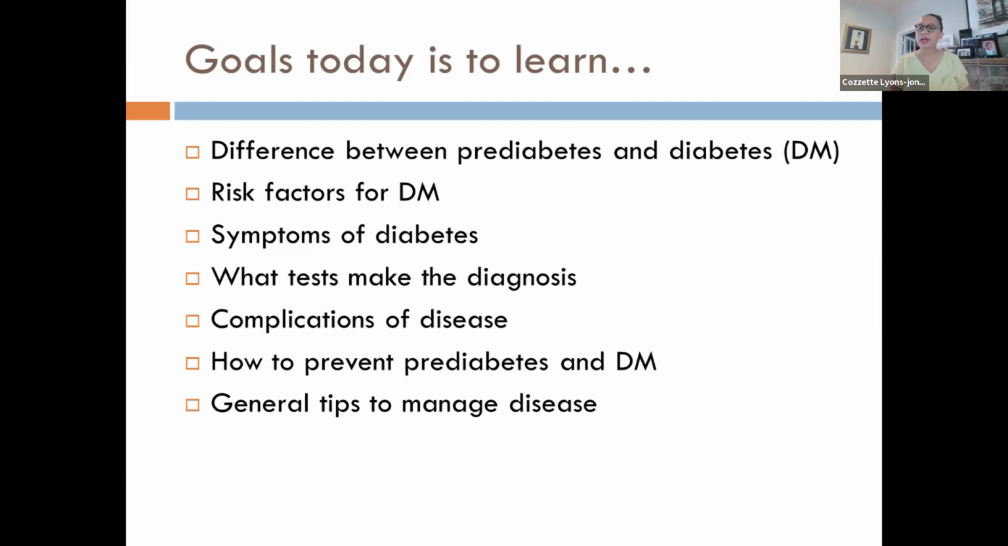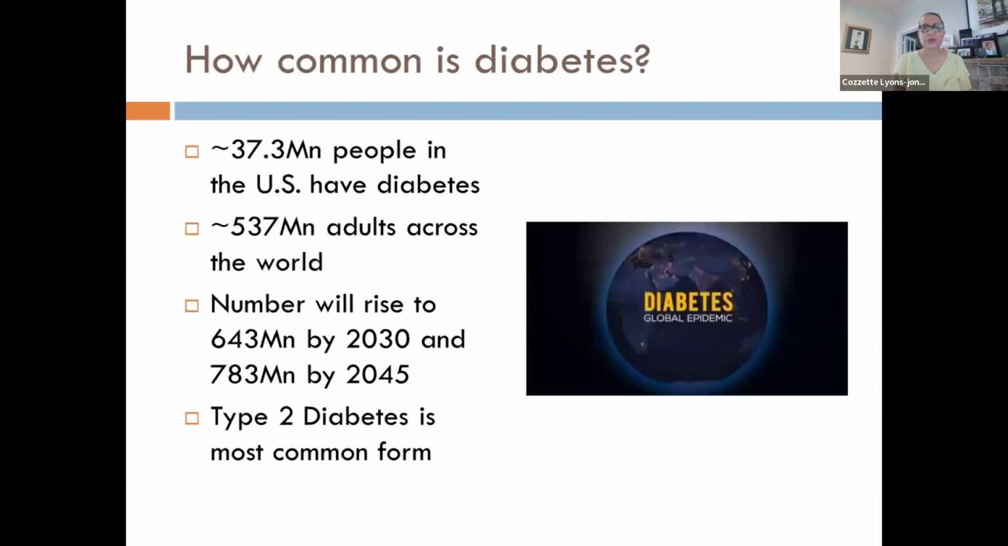We'll also cover the symptoms of diabetes and how we make the diagnosis, the various tests that your doctor may order to get to the diagnosis of diabetes, the various complications of both prediabetes and diabetes, how to prevent these diseases, and some general tips to manage the disease. We will not be going in depth about the medications today. That's beyond the scope of this presentation. If you like this presentation and AARP wants me to come back, I'll come back and do that one for you. But this is pretty meaty already, so let's get going.